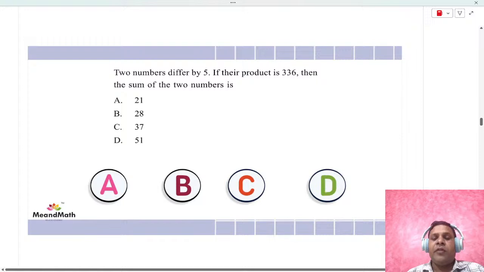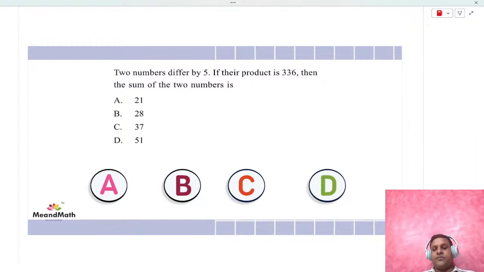Two numbers differ by 5. If their product is 336, then the sum of two numbers is. Difference of two numbers is 5. Their product is 336. We have to find the sum. This question is a very interesting question. Let's see who will do it first. Difference is 5. Product is 336. Find the sum.